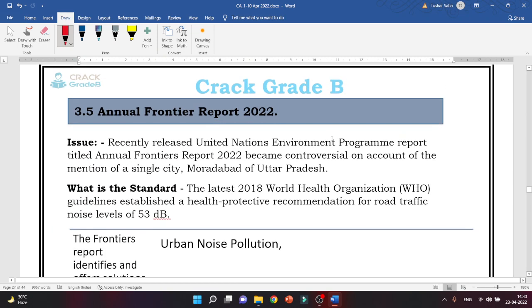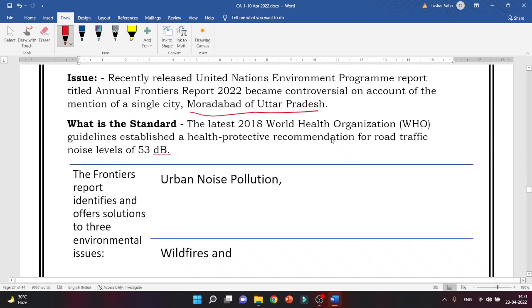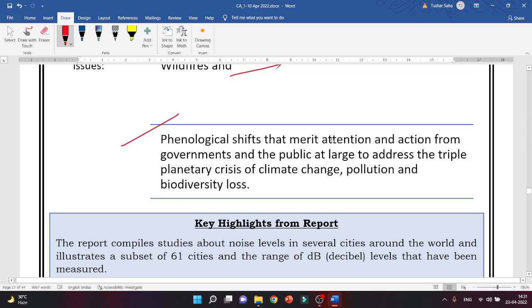Now let's move to the next news article, very important, the Annual Frontiers Report, right? This is again an important one because an Indian city was highlighted, Moradabad of Uttar Pradesh. The report identifies 3 issues: urban noise pollution, wildfires, and phenological shifts, that merit attention and action from government and the public at large to address the triple planetary crisis of climate change, pollution, and biodiversity loss.